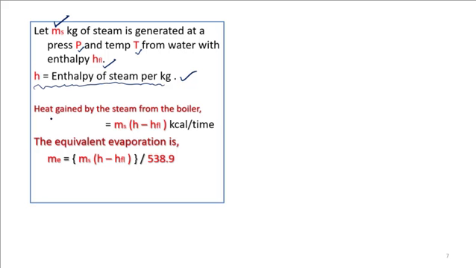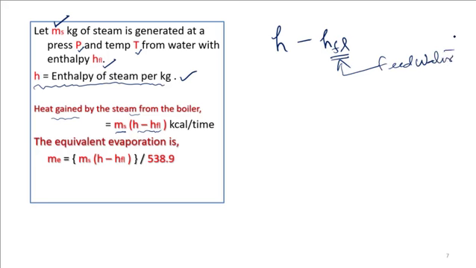So heat gained by the steam from the boiler is equal to mass of steam multiplied by this enthalpy. So H is the enthalpy of the steam in the boiler, but HFL is the enthalpy of the feed water. So this amount of heat has to be deducted because only H minus HF, this amount of heat is added in the boiler.